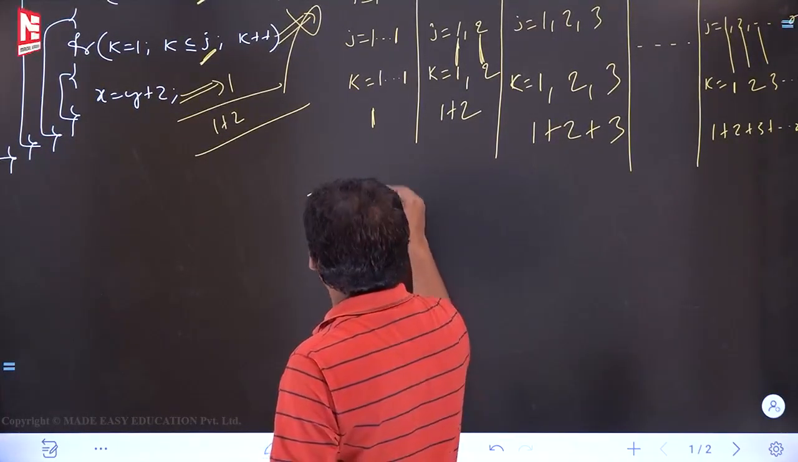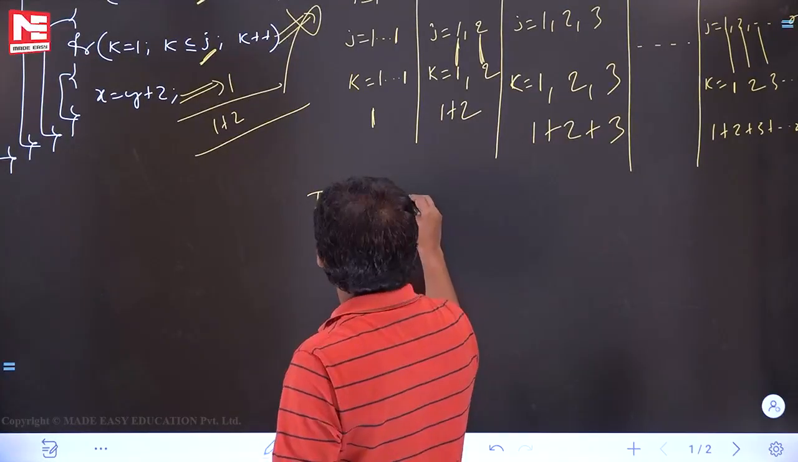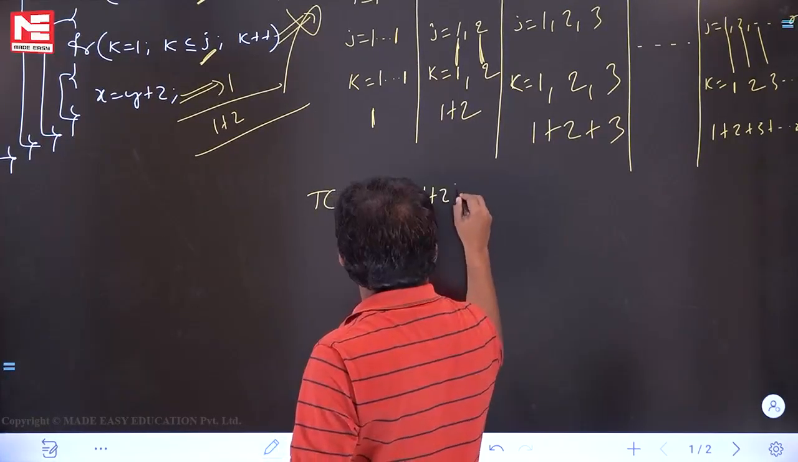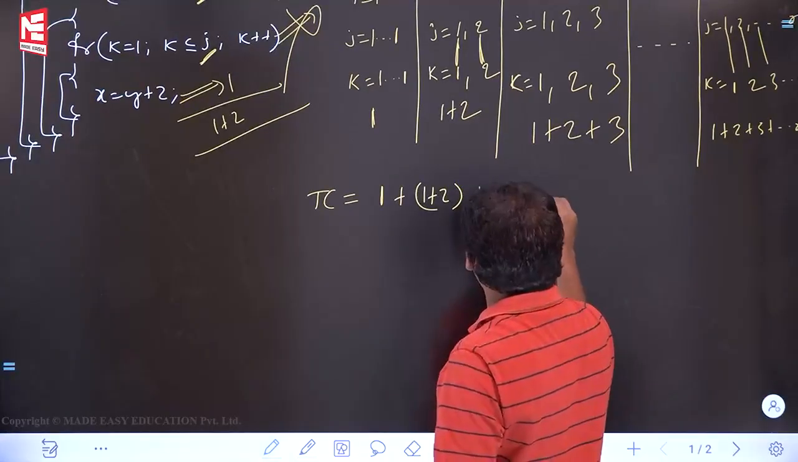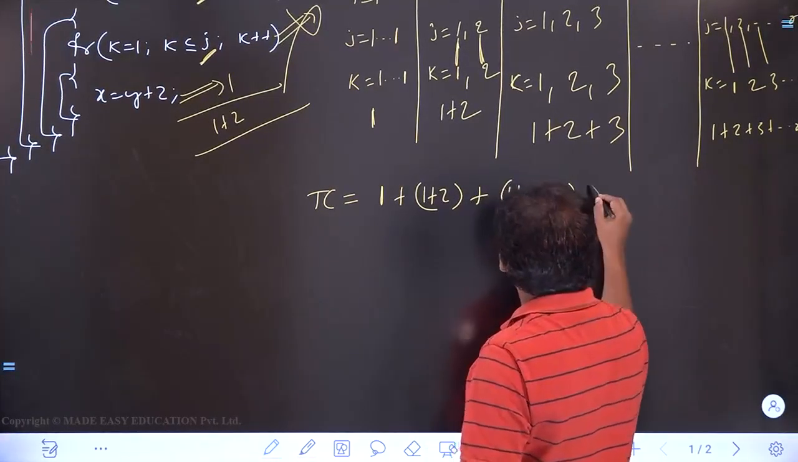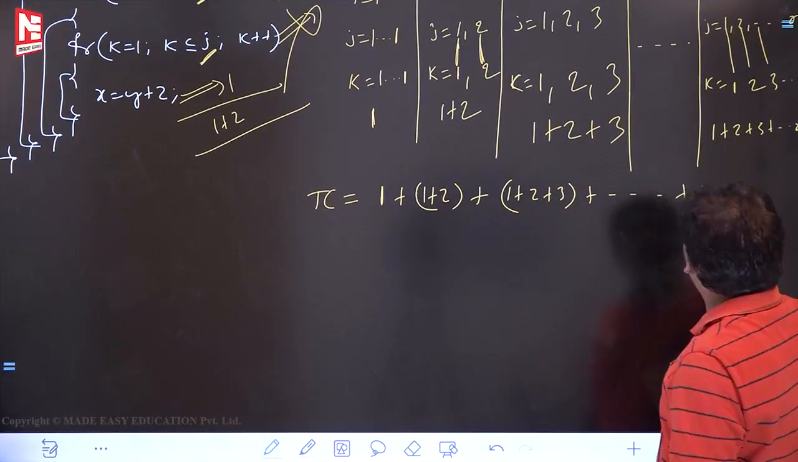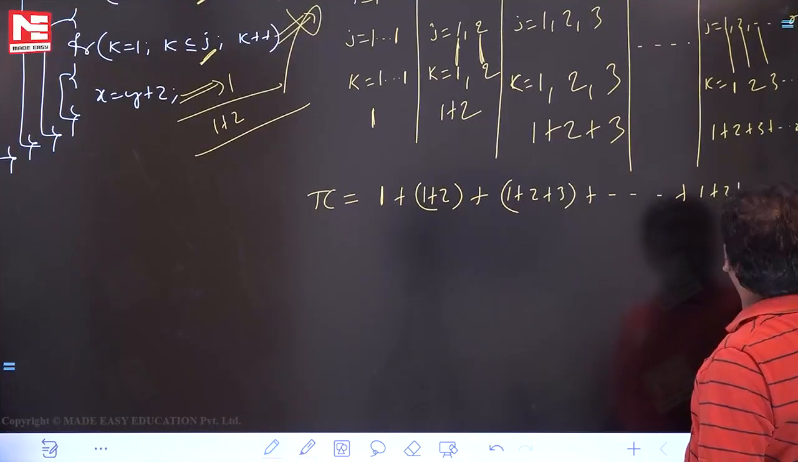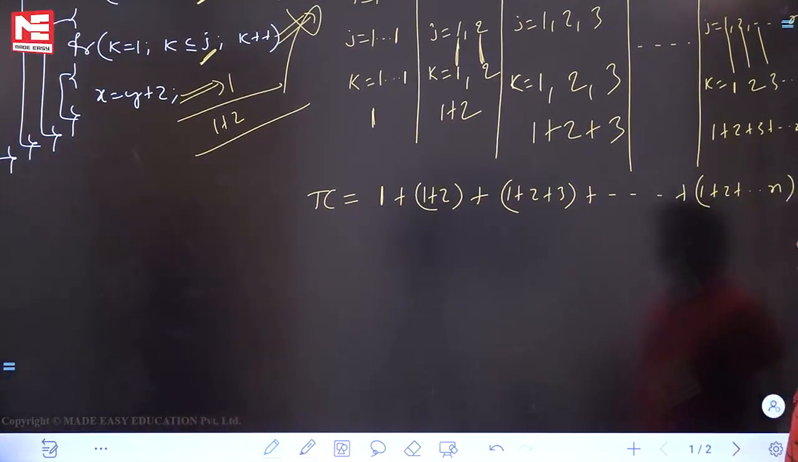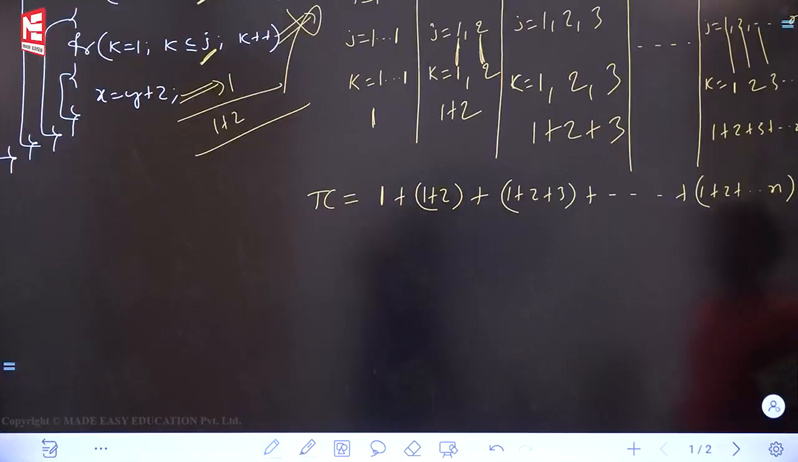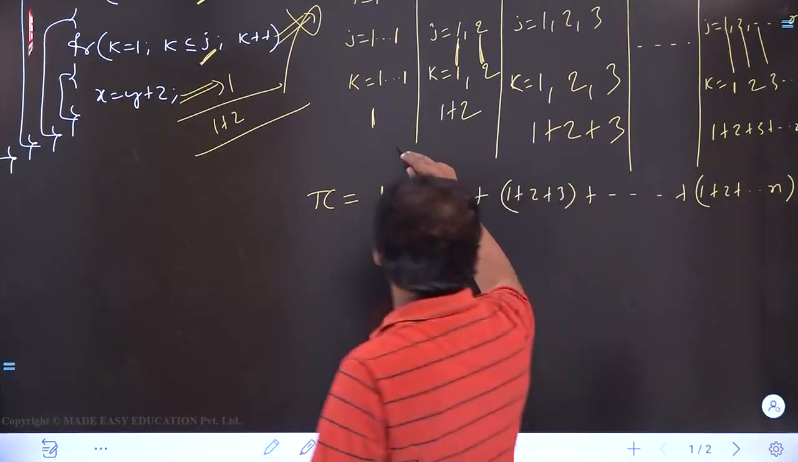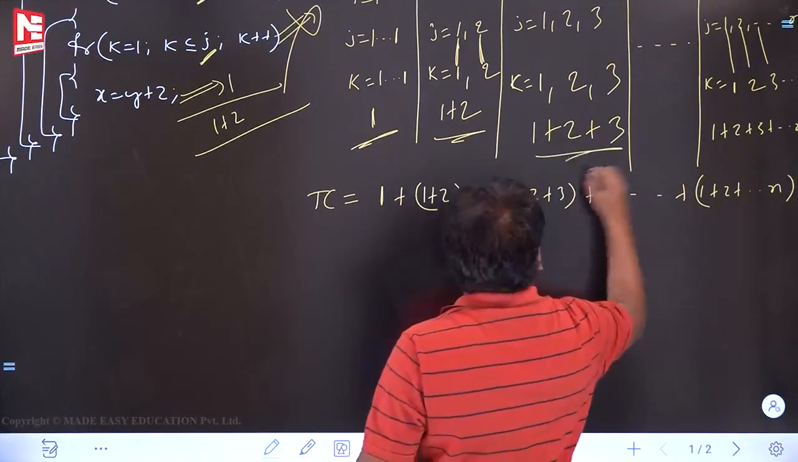Time complexity is equal to, this is the final answer. What is the answer? First time, I is equal to 1, 1 time. I is equal to 2, 1 plus 2 times. I is equal to 3, 1 plus 2 plus 3 times. And so on. What is the last one? I is equal to n, 1 plus 2 plus and so on up to n. This is the way it goes on. If you are really comfortable, just write it up. This is the time complexity.